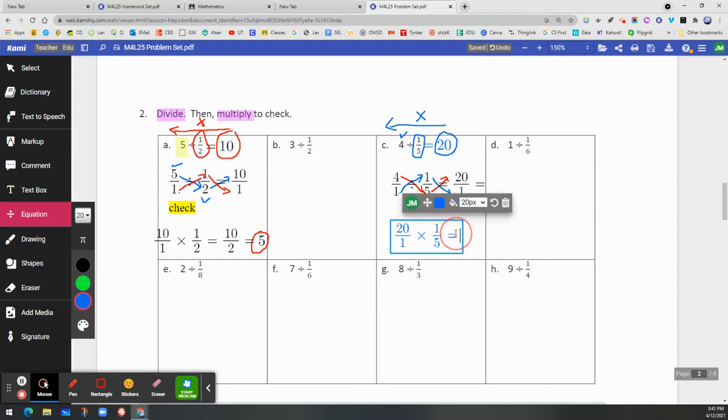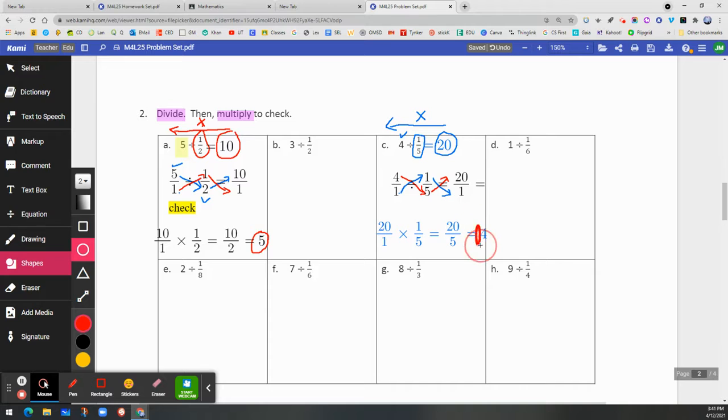Once we do that, then you multiply across. 20 times 1 equals 20, fraction symbol, and 1 times 5 equals 5. And if you look at this multiplication, 20 divided by 5 equals 4. And notice that that's exactly the answer. This answer matches the dividend on the division. If that is the case, then our multiplication was correct.